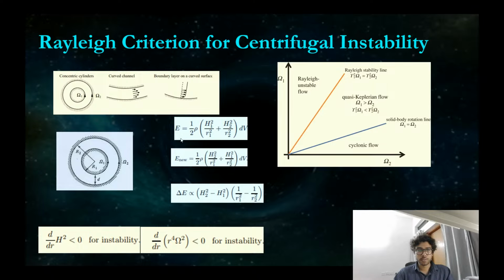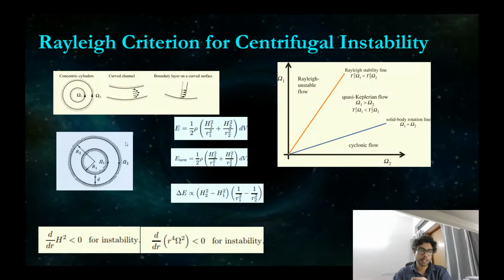So if we just check the difference, delta E, this is how the difference is. And as I was saying, depending on whether this thing is negative or positive, it will be stable or unstable. And the condition turns out to be that d/dr of h squared, that means h2 square minus h1 square, should be less than 0 for instability. So this just means that as r increases, h square should decrease, right? So h square should decrease with increase in r.